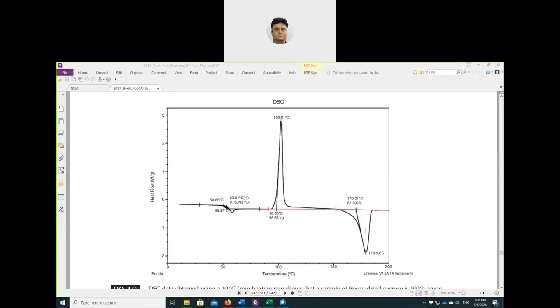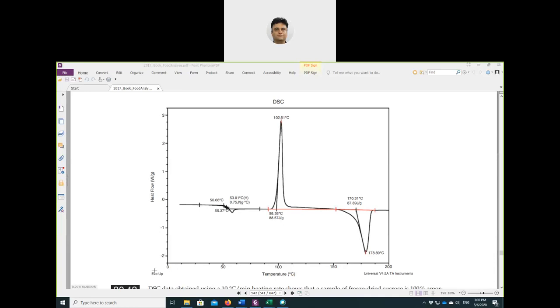This is melting, this is crystallization, and this one is the glass transition. What's the difference between these three patterns? This pattern and this pattern are opposite. Here I wrote "exo up," which means that if it's exothermic, the peak appears up, and if it's endothermic, the peak will appear down.